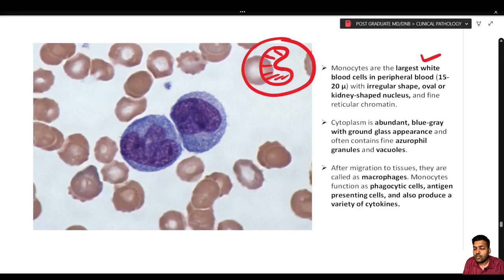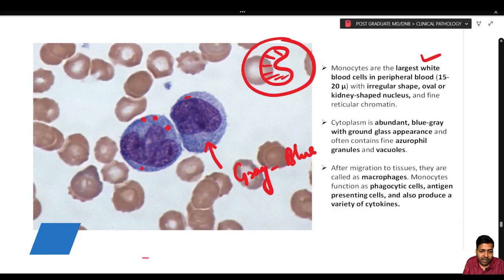The shape of the nucleus of the monocyte can have several kinds of variation. So, if you see, these are two monocytes. The most important distinguishing feature is the presence of the grayish blue cytoplasm. Sometimes they will show vacuolation. There will be small vacuolations over here, as we can appreciate. They have a ground glass appearance. If you look at the cytoplasm, it gives a ground glass appearance. And they have very fine, very small dotted azurophilic reddish granules and vacuoles in the cytoplasm. Okay, they are the largest cell.